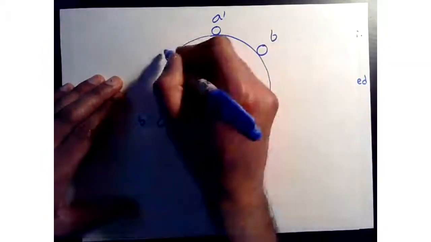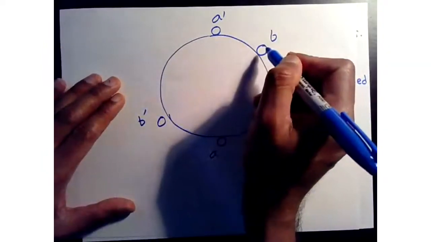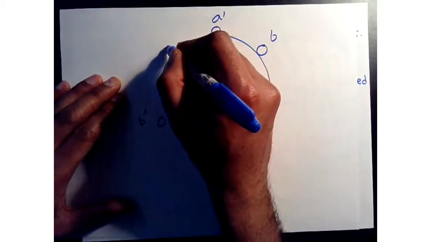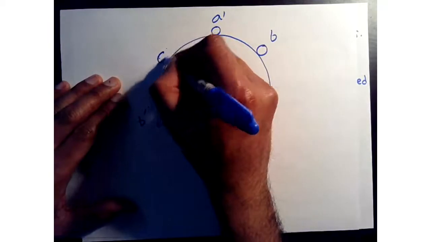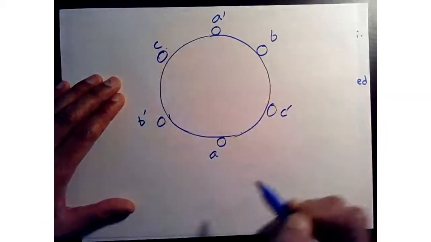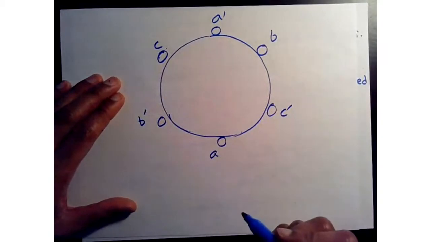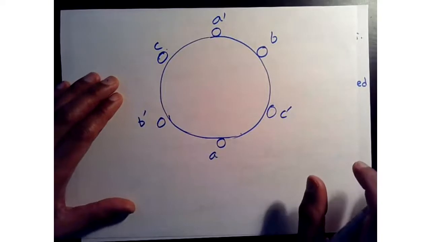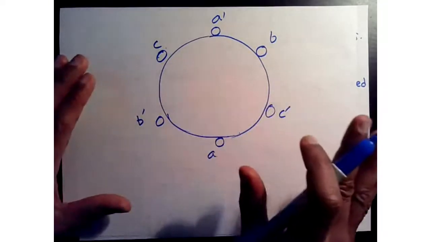So I remember, so B, and then we had C, right? Somewhere here, maybe C and C prime, right? So we have our phase sequence. Now I'm not drawing the rotor yet.